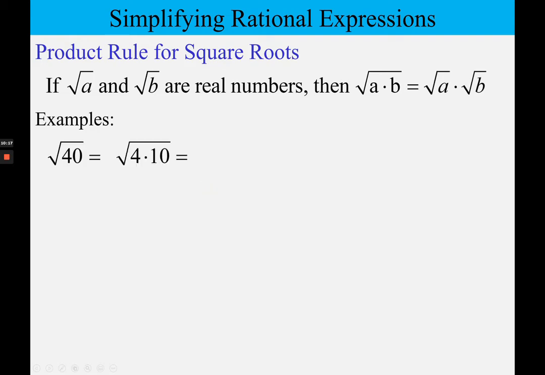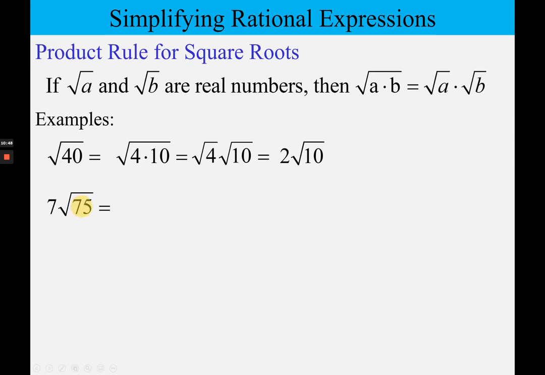Example, 40 has a factor of 4 times 10. Why did we factor 4 times 10 and not 8 times 5? 8 and 5 are neither perfect squares, but 4 is a perfect square. We can separate by the property, and so we can simplify the square root of 4. It's actually 2. So we have 2 times the square root of 10, and that's the simplified form, and that's it.